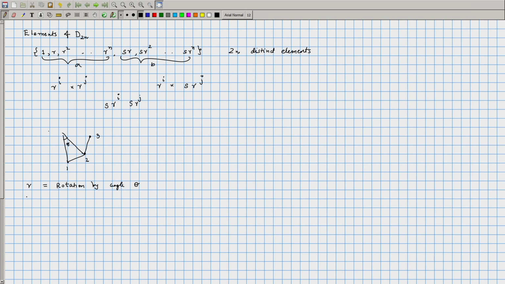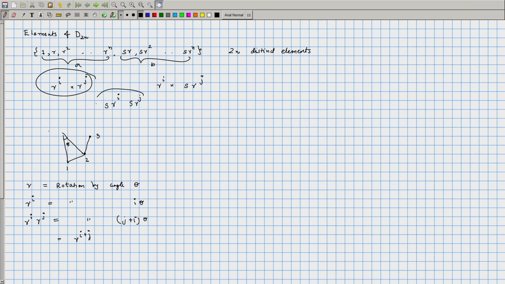If we call R the rotation by an angle theta, R raised to I is basically equal to rotation by I times theta. So, R raised to I and R raised to J, if you compose them, that is equivalent to first rotating by J theta and then rotating by I theta, and that is equal to rotation by (J plus I) theta, and that is equal to R raised to I plus J. So, this is a simple multiplication.